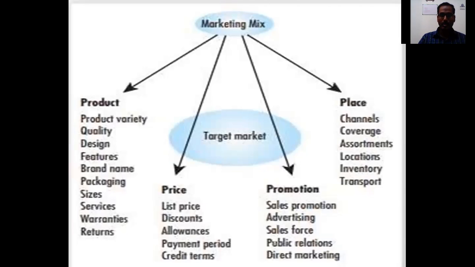And then the third P is promotion. Under promotion there is sales promotion, advertisements, sales force, public relations, that's PR, and direct marketing. All this constitutes promotion. And place is all about distribution channels, that is, how the product reaches from the business to the customer's hand. Coverage, assortments, locations, inventory, that's stock, and transport, how it is moved from the place of production to the customer end. All these things constitute place.